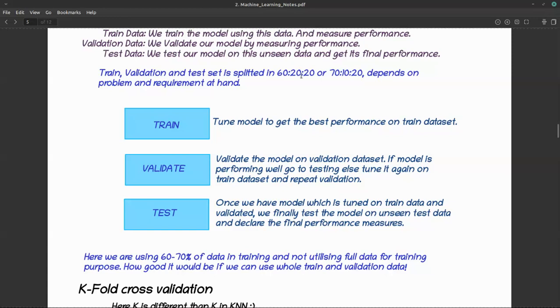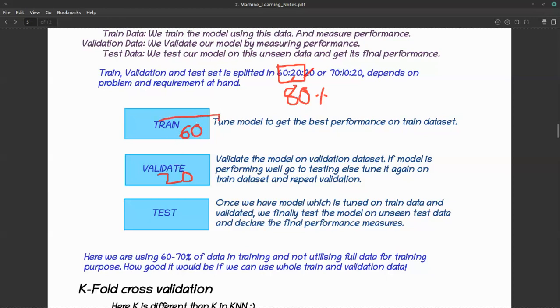Right, but the problem here is, let's say this 20% is gone. It is used for the test data set. Now I have 80% of the data to play with, but I am taking 20% as validation only, and so only 60% of the data I am using to train the model.